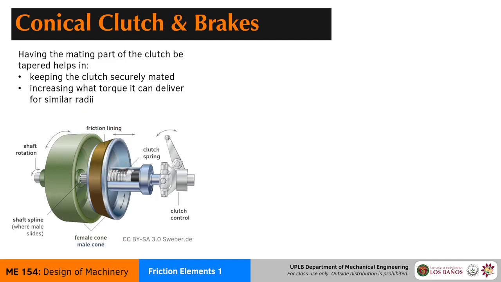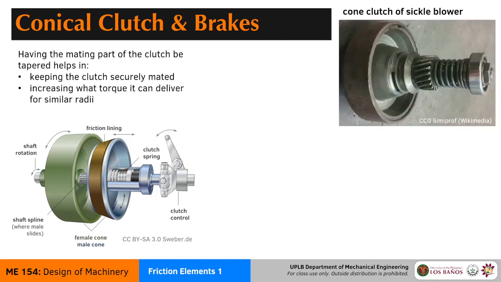Now here are some examples. So this is a cone clutch from a cycle blower. So the female clutch is still connected. The male clutch is kind of buried, but you can see signs of the brake material here. So that gap here indicates a gap in the brake material.